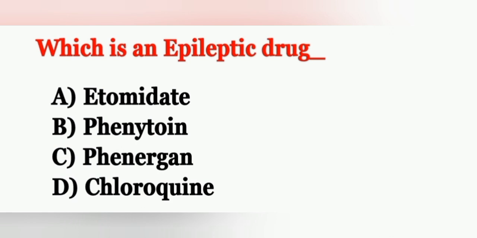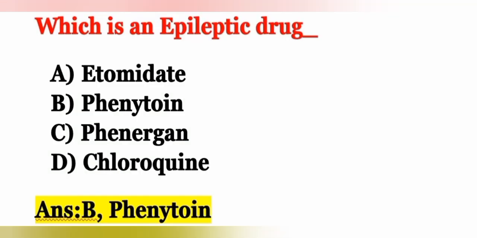The next question, which is an epileptic drug? Options, option A etomidate, option B phenytoin, option C phenergan, option D chloroquine. The antiepileptic drug is phenytoin. Option B is the correct answer.